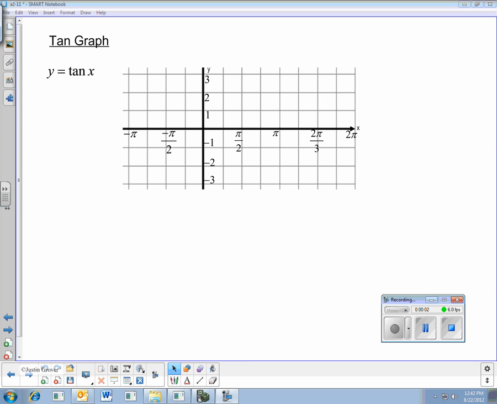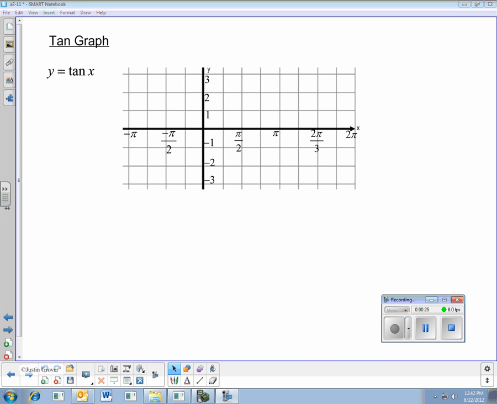Tangent graph is different than the sine and the cosine graphs because tangent doesn't have a value at every angle. If we remember, at certain angles on the unit circle, tangent is undefined. And the reason for that is because tangent is sine over cosine, sine divided by cosine. So whenever cosine is 0, at whatever angle cosine is 0, tangent's undefined.